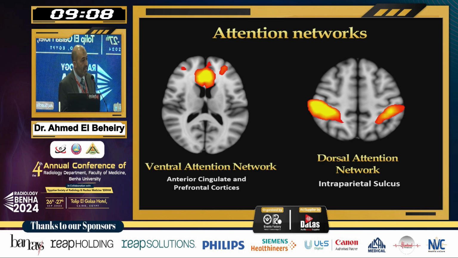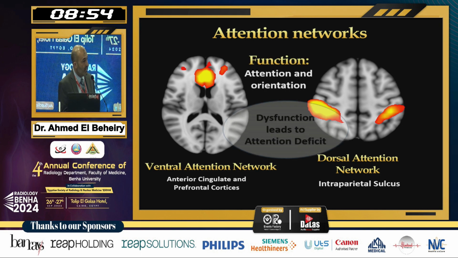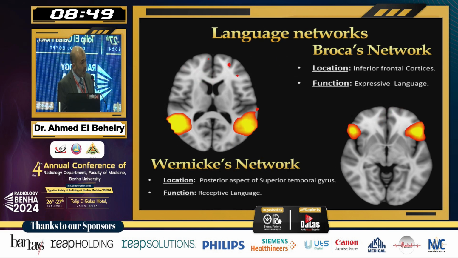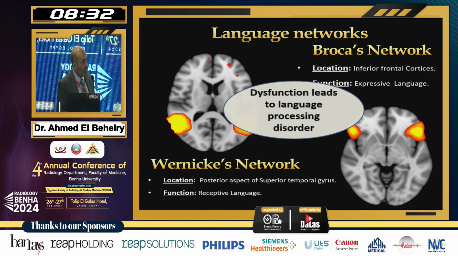We have what is known as attention networks. Ventral attention network, from its name, is located within the anterior cingulate, while the dorsal attention network is located within the intraparietal sulcus. Their main function is for attention and orientation, and again, disrupted function will lead to attention deficit. We have language-related networks like Wernicke's network, which is located in the posterior aspect of the superior temporal gyrus, and this is receptive language. And we have Broca's network located within the inferior frontal gyrus and responsible for expressive language. This function here will lead to language processing disorder.